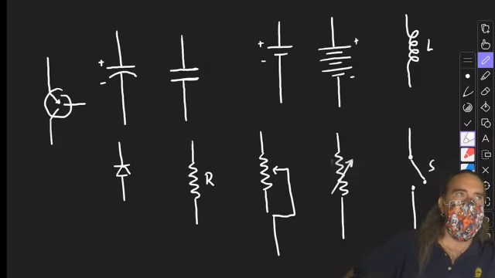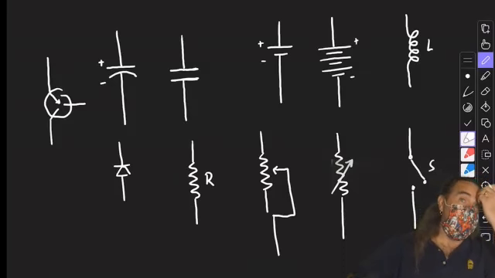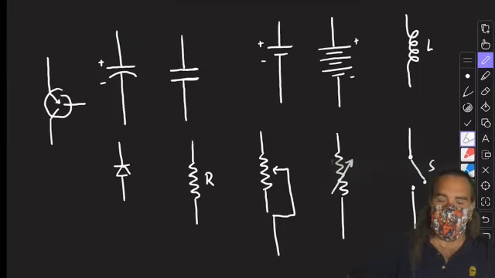Inductor. Unlike a capacitor, an inductor stores energy in a magnetic field, while a capacitor stores energy in an electric field. So inductors are current devices, just like resistors. They only operate if there's a current in the circuit.